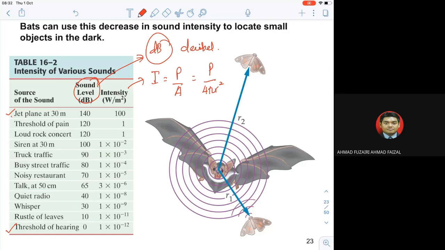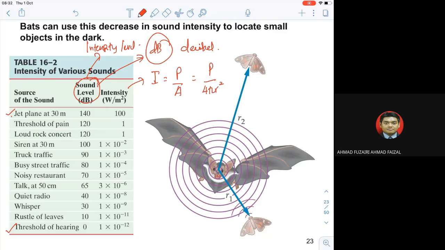So please differentiate between sound level and the intensity of the sound by looking at the units. The unit for sound level, or sometimes we call it intensity level, some books will call it intensity level, while the sound intensity is watt per meter square. The sound intensity level is called decibel. We can easily convert sound intensity to sound intensity level.